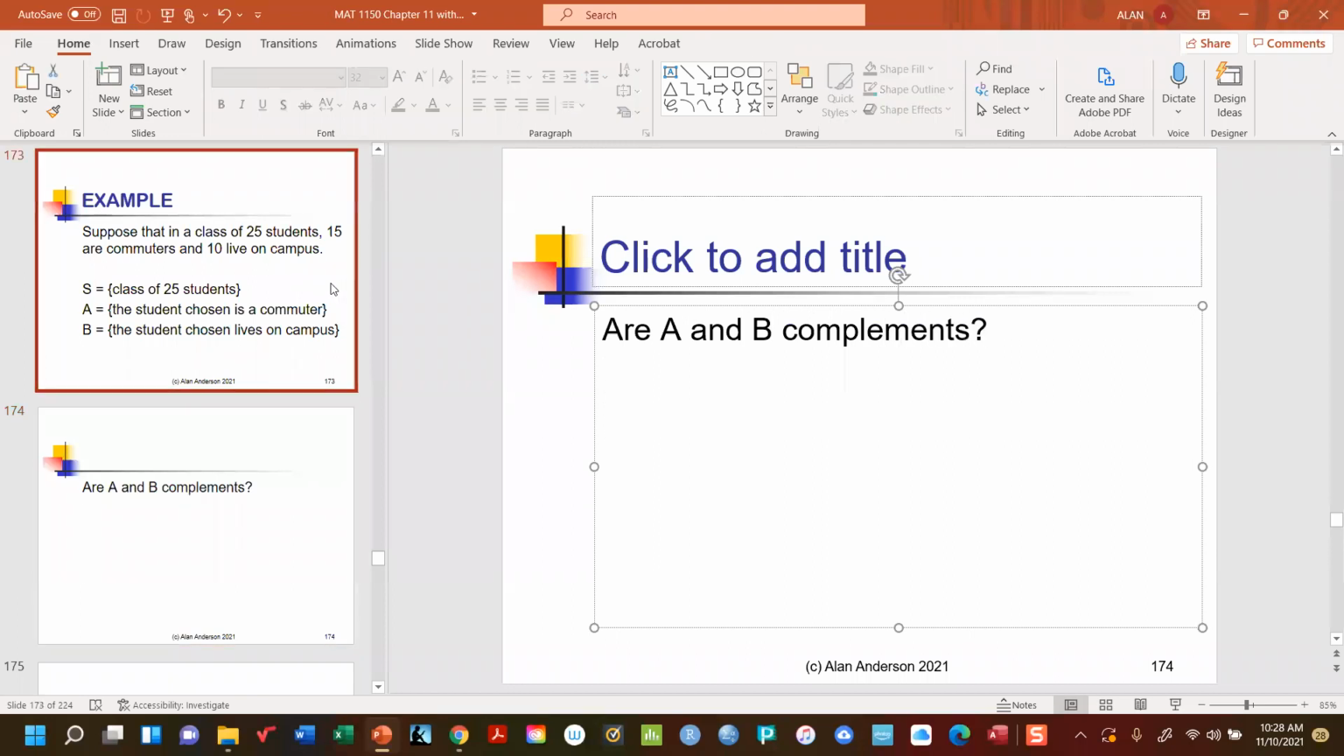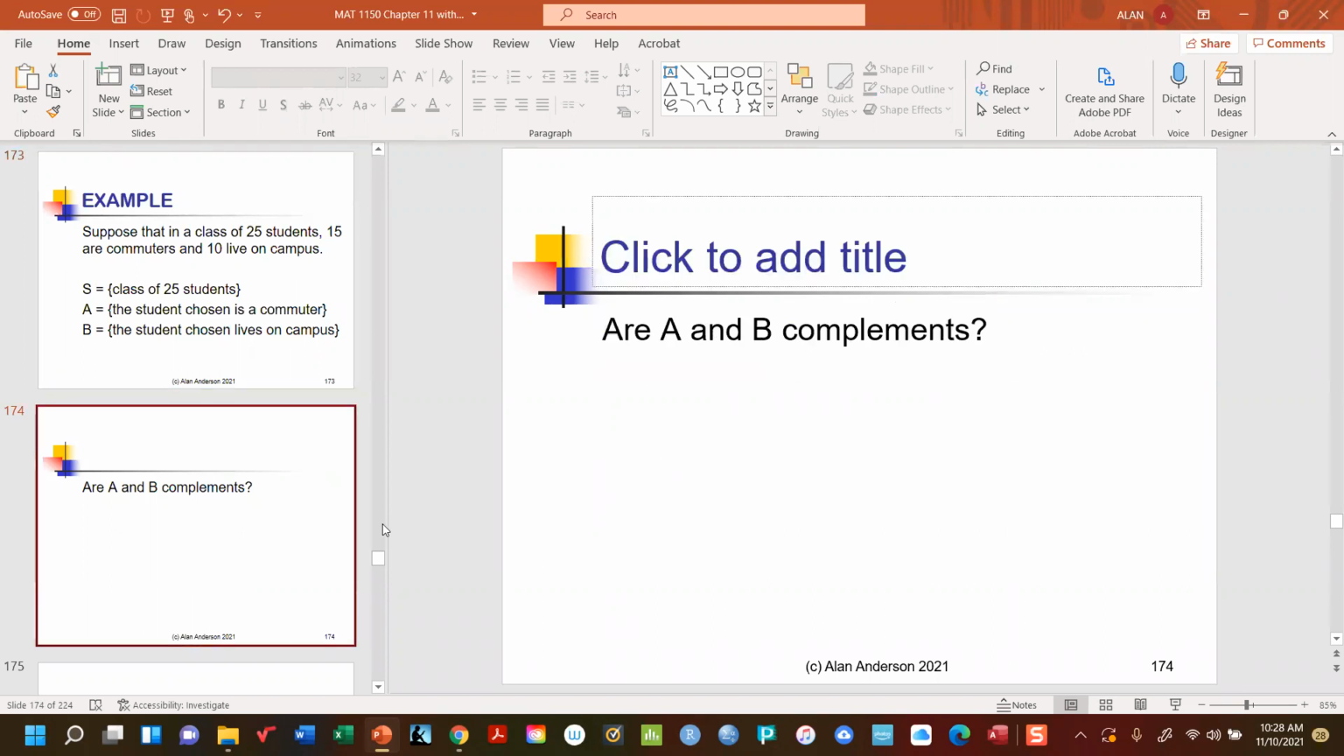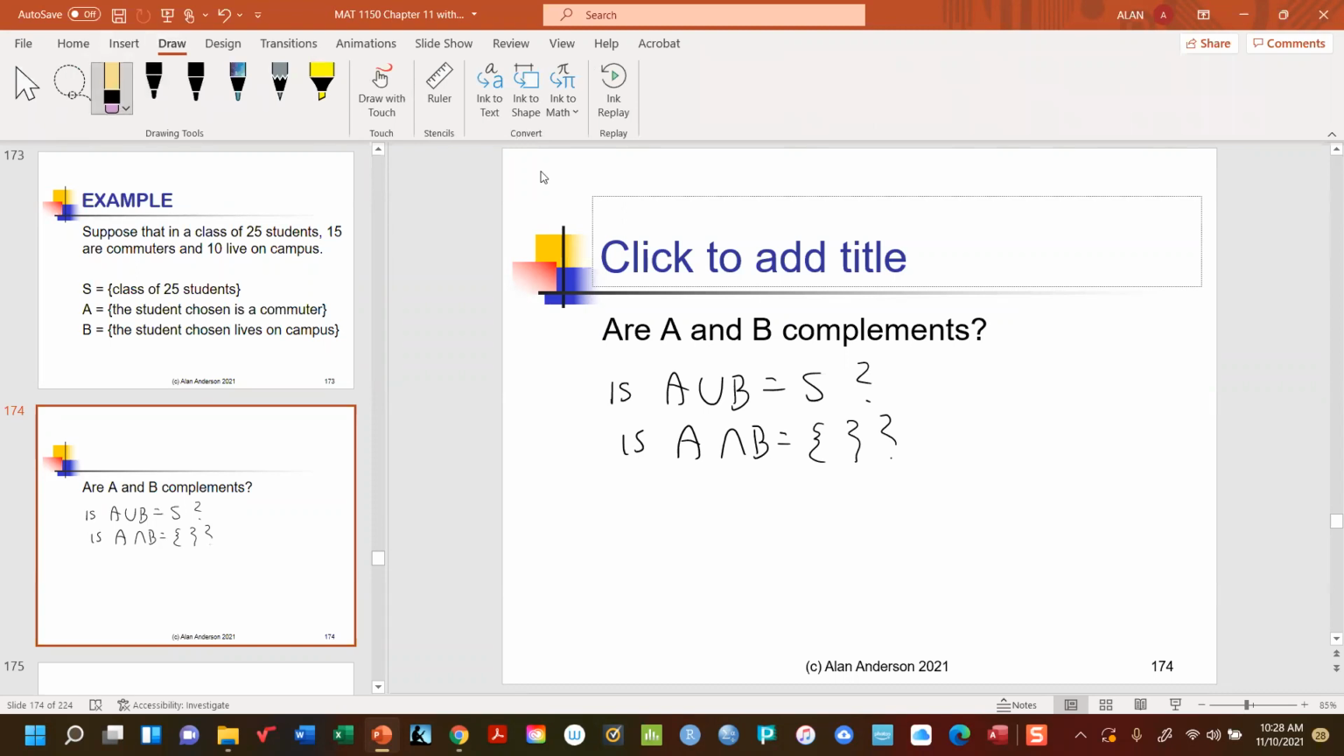Okay, so in other words, based on the way we've defined everything, does it make sense that A and B are complements? Well, of course, in order to answer this question, we have to show the two conditions that are required for two events to be complements. So in other words, is it true that the union is the entire sample space? And is it also true that the intersection is empty? That's what we need to prove whether or not they're complements.